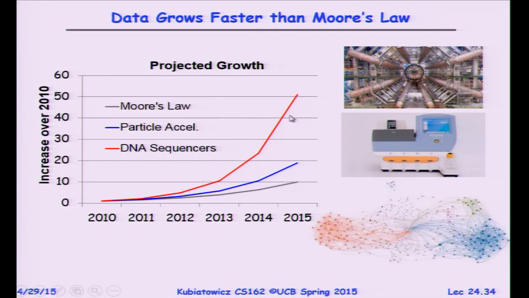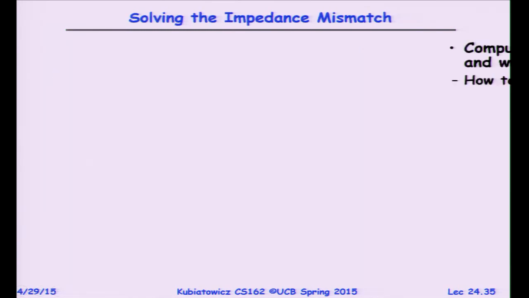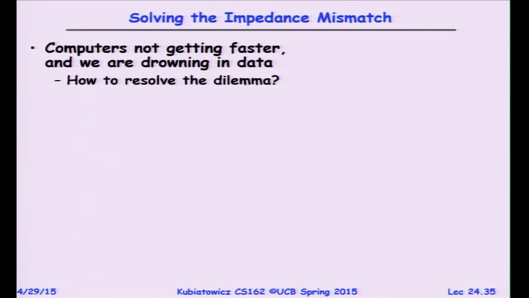The data is just growing at a ridiculous rate, and then of course we have social networks which are growing at ridiculous rates as well. So the data is big, there's a lot of big data. That's probably easy to say. And so what do we do with the fact that computers are not getting faster and we're drowning in data? How do we resolve the dilemma?